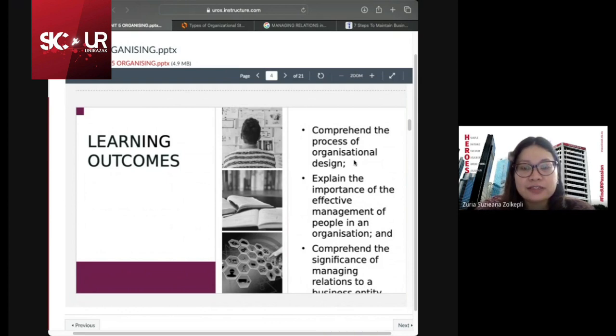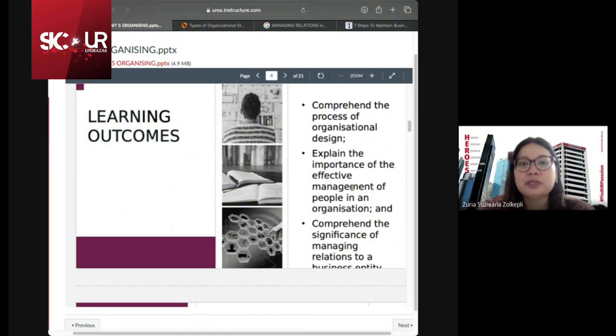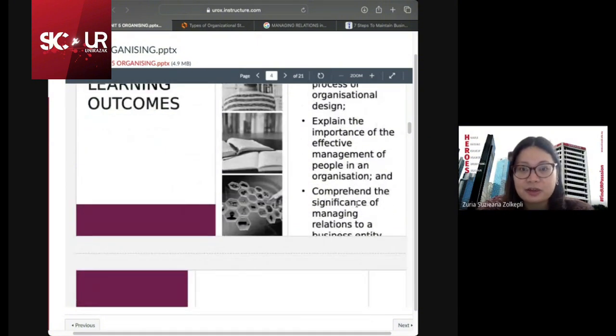Okay, so let's take a look at the learning outcomes for this topic. You should comprehend the process of organizational design. You should be able to explain the importance of the effective management of people in an organization and comprehend the significance of managing relations to a business entity. As I mentioned previously, we have a lot of stakeholders in business, so we are going to take a look at the best strategies and best practices to maintain a good relationship with them.